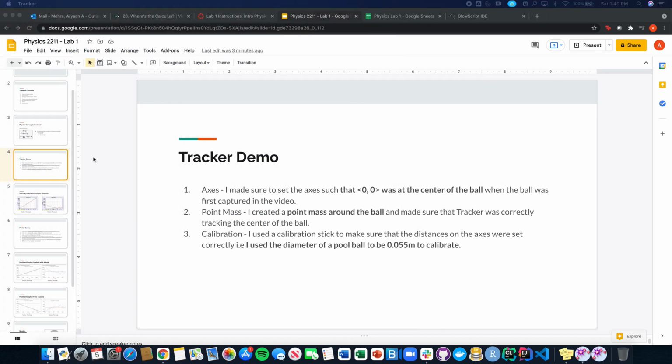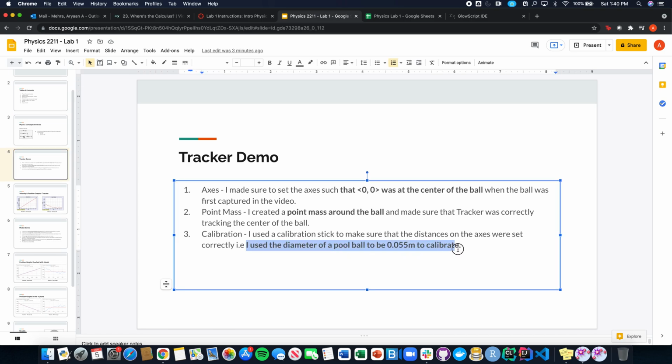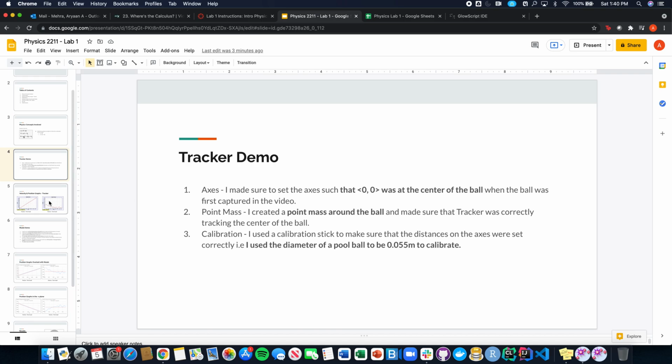Some important key observations there is to use both the axes and set it to 0, 0, which is the center of the ball. That's important to make sure that the ball starts in the 0, 0 position. It's also important to put a point mass all around the ball to make sure that the edges are considered accurately. And lastly, it's important to calibrate the distances. In this case, I use the diameter of the pool ball being 0.055 meters to calibrate distances accurately.